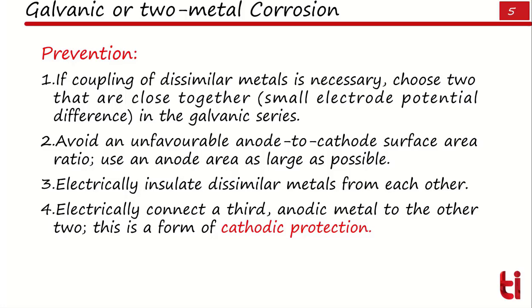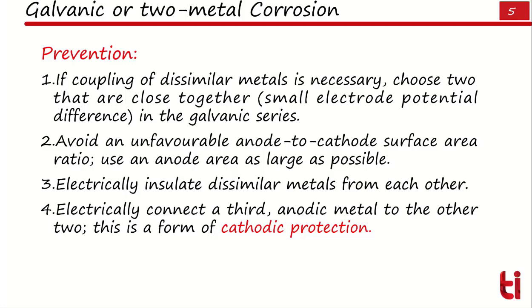So if you have a smaller anode area, then your current density will be very high, and hence your corrosion rate will also be very high. Instead, if you increase the surface area, then your current density will decrease, and since the current density decreases, your corrosion rate will also decrease. So in this way, simply by increasing the anode area, you can reduce the corrosion rate.